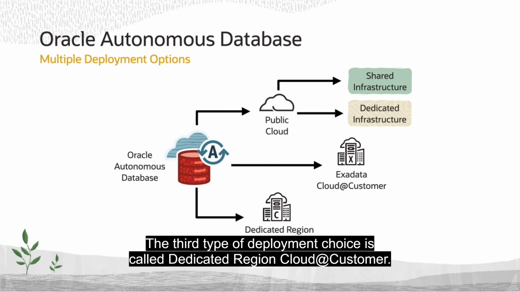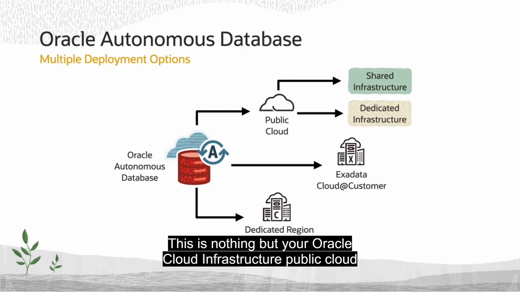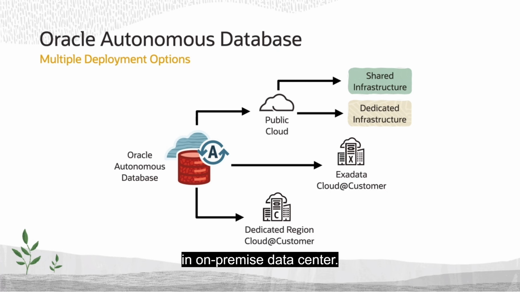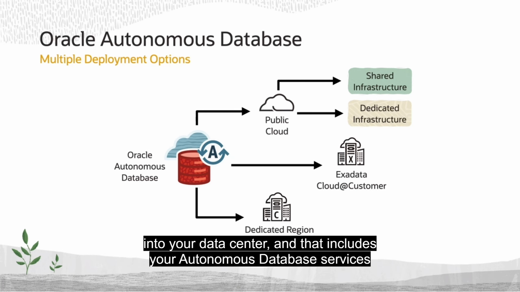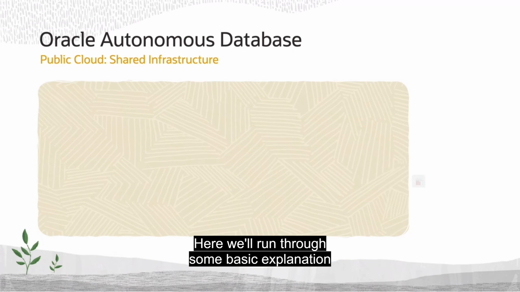The third type of deployment choice is called dedicated region cloud customer. This is nothing but your Oracle Cloud Infrastructure public cloud in your on-premises data center. This brings a complete portfolio of OCI public services into your data center, and that includes your autonomous database services as well. Here we'll run through some basic explanation about each type of deployment.